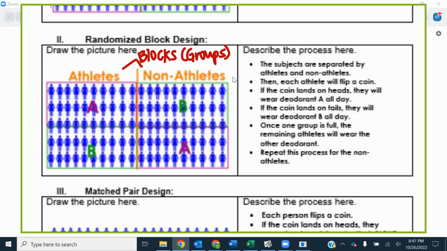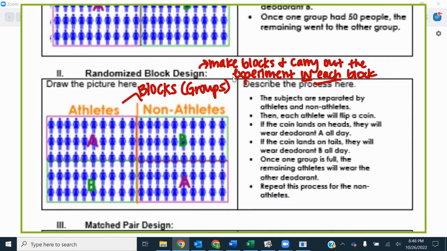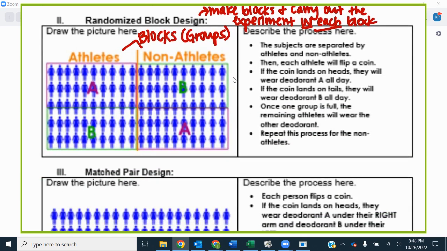And what you'll see in the picture is that we've basically carried out the experiment in each group. So the way I'm going to write this down is you make blocks and carry out the experiment in each block. So what you can see is in the first example, I had just 2 groups, A and B. Here I end up with 4 because I had 2 blocks and then 2 groups within each block, an A and a B.